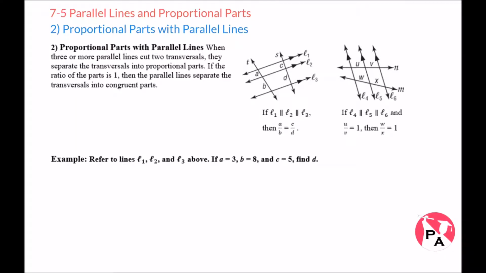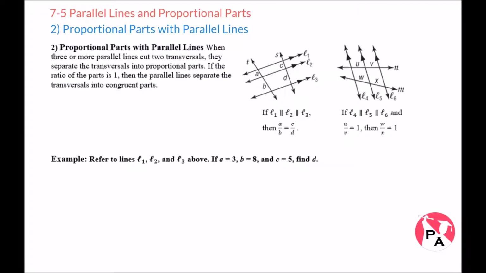Okay, this part of the lesson is slightly more difficult than the previous one. What we have is proportional parts with parallel lines. So even though it looks a little bit more complicated than the previous examples, it's actually not. So let's get to it and see what we have here. When we have three parallel lines, these two parts are going to be proportional to these two.